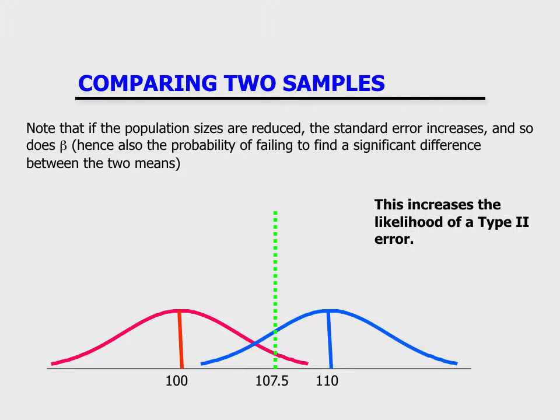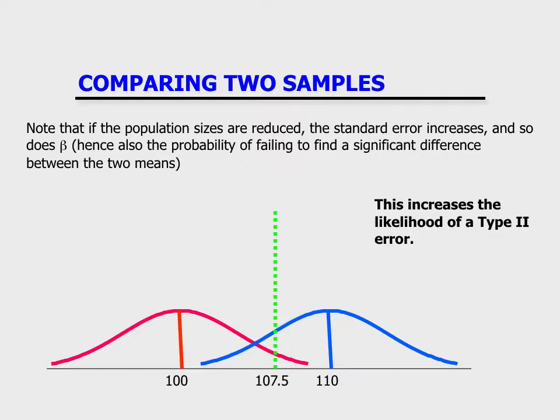So if the population sizes are reduced in both our pink and our blue population, we notice that the standard error increases because the spread is much, much greater. And also the beta increases. So the probability of failing to find a significant difference between the two means is enhanced. This increases the likelihood of a type 2 error.